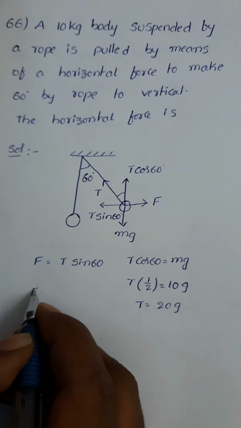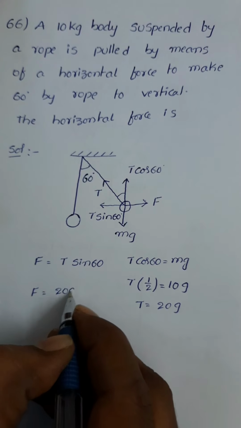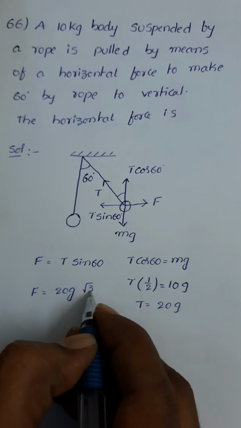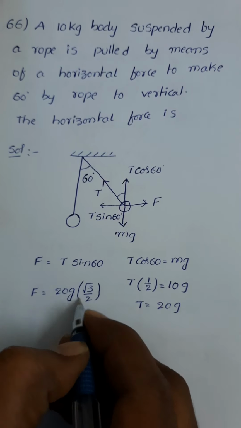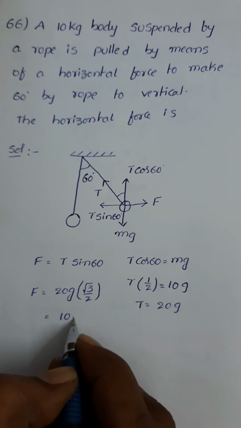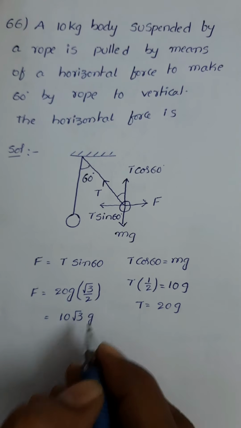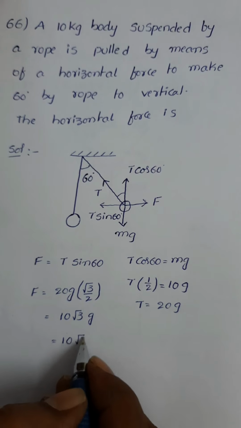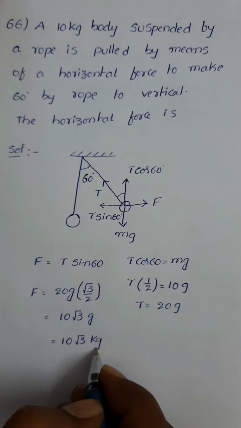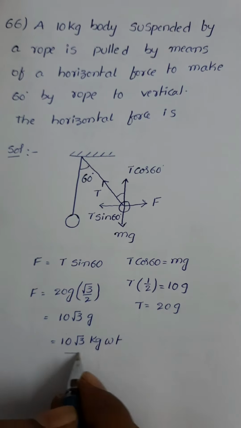Substitute here. Then force F is equal to 20 g into sin 60 degrees, whose value is root 3 by 2. That is equal to 10 root 3 into g. This we can write as 10 root 3 kg weight. So this is the horizontal force.